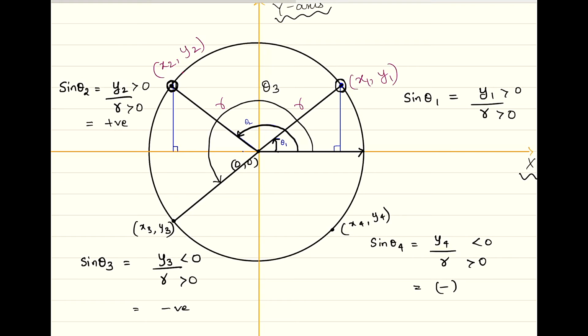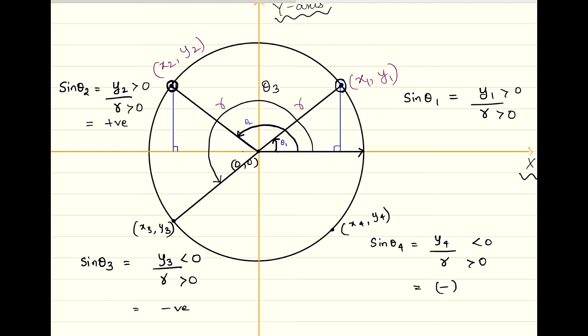So why I am discussing the nature of the value for sin theta is because all of you might have heard about a very famous rule called "All Silver Teacups". How that rule came, we are going to learn based on these definitions. Okay, so now we have completed the definition of sin theta.